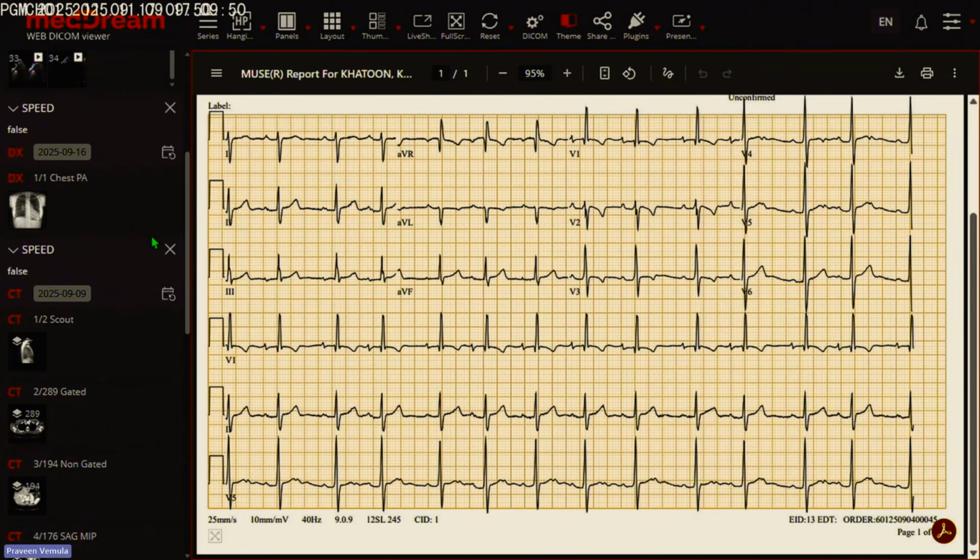What is the QRS axis? Is the PR prolonged? Sir, PR is around 200 milliseconds, on the upper limit. What is the QRS axis? Axis is right axis deviation, around plus 120, sir. Plus 120. What about V1, V2?